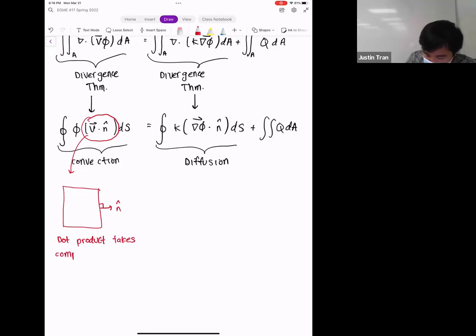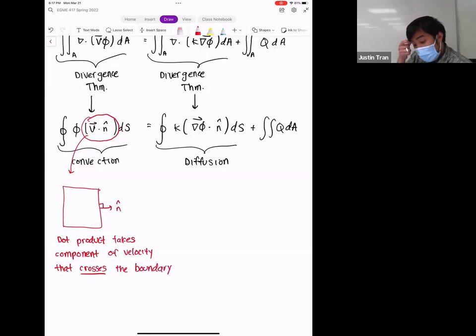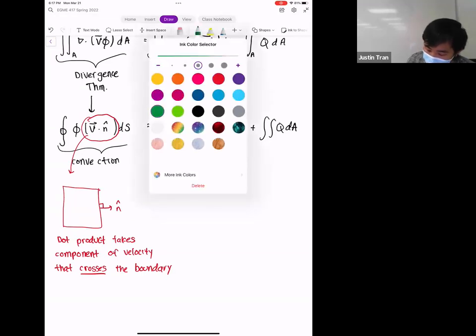To properly interpret this, it's important to remember what a dot product does in this case. We're taking the dot product of the velocity, and what that dot product is going to do is take the component that crosses through the boundary. Let me draw you an example.